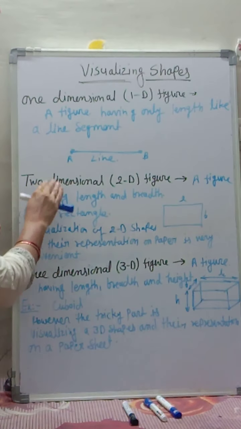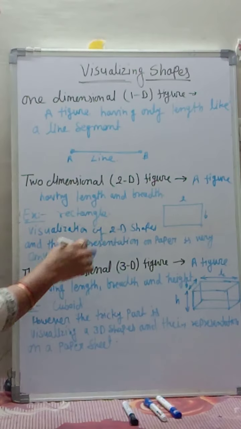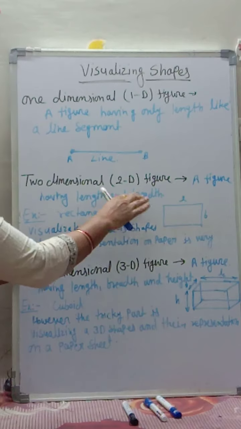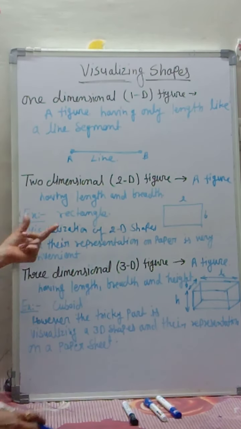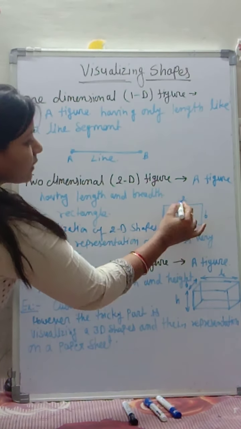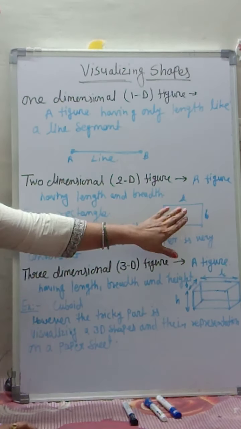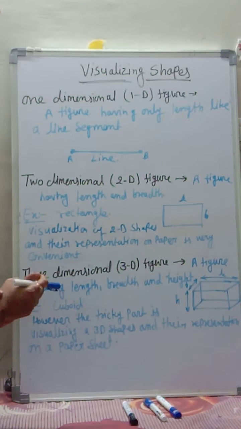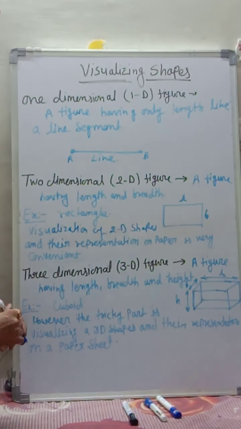Now the second is two-dimensional. Two-dimensional is written as 2D figures or 2D shapes. A figure having given length and breadth is called a two-dimensional shape, for example, a rectangle. Here we draw a rectangle. There is a length and this is a breadth. Visualizing 2D shapes and their representation on a paper sheet is very convenient, and you can easily draw a rectangle on your paper sheet.